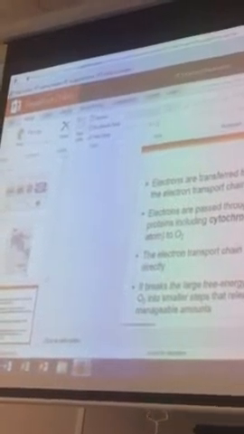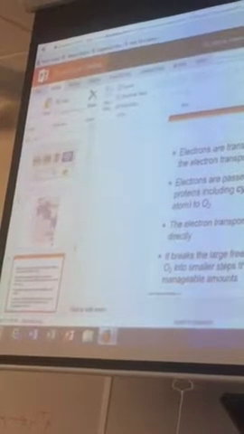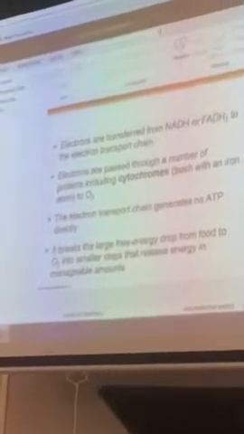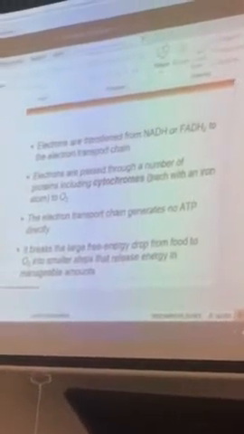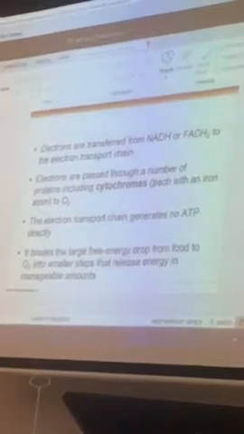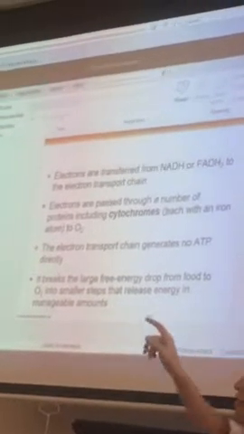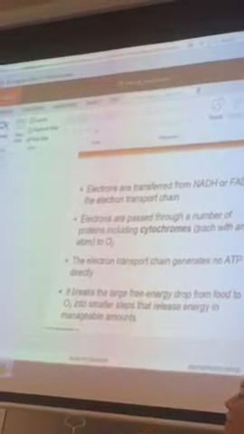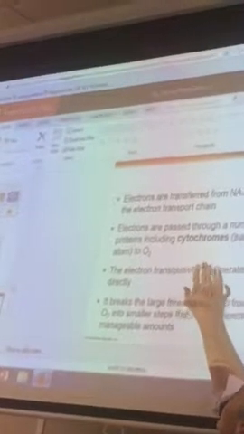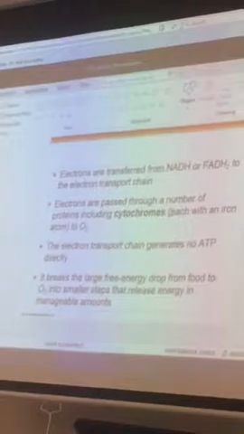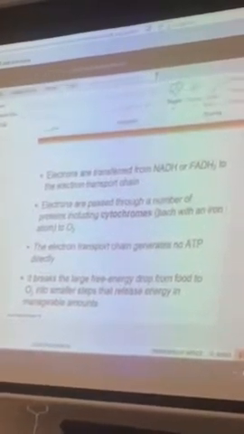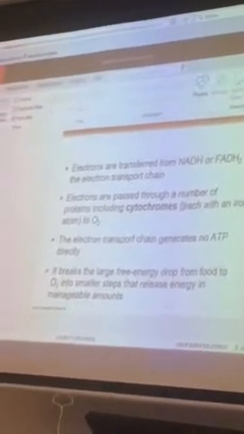So this is where chemiosmosis comes into play. Okay. So this is just a few more notes, and then we'll talk about chemiosmosis. It's just pointing out the electrons get transferred either from NAD or FAD to the electron transport chain. It's talking about there's all of these proteins that include cytochromes. Those were those CYT proteins. And the cytochromes are unique because they have an iron atom in them, which is a little heme group that attaches to an iron atom.